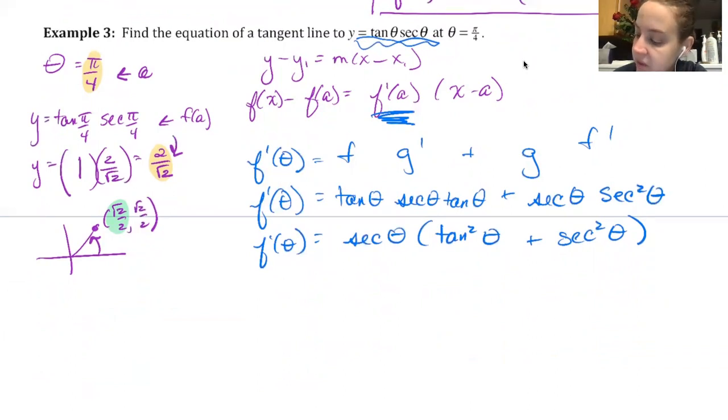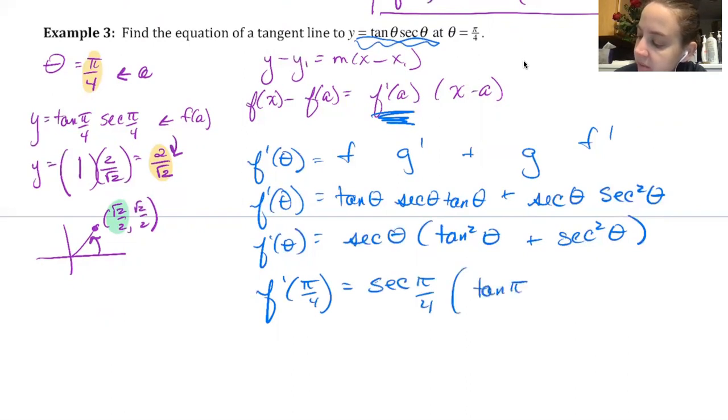But what I am going to do is substitute that pi over 4. That will get me the actual slope that we need. Secant pi over 4, tangent of pi over 4, it's the whole quantity squared. And secant of pi over 4 squared.